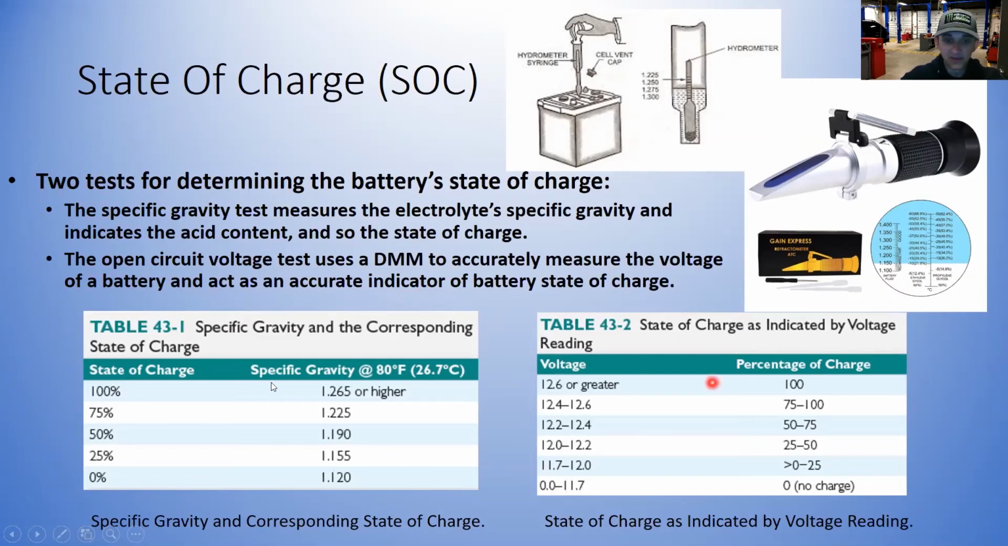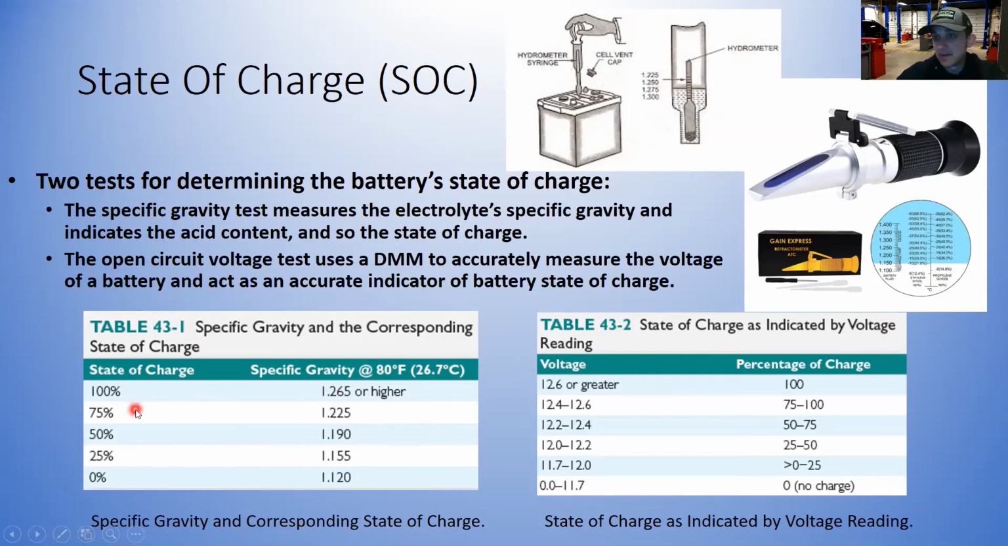So here are some tables for reference for you guys down here. Specific gravity and corresponding state of charge. If you looked on this scale and you had a 1.265 or higher, you know it's 100% charged. 75% is at 1.225. So an easy way that I've always figured this out is just move the decimal point over. If I got a 1.265, I move that decimal point over, it's 12.65. So I know 12.6 is a fully charged battery. I move the decimal point over on 1.225, it's 12.25. I know it is about 75% charged.